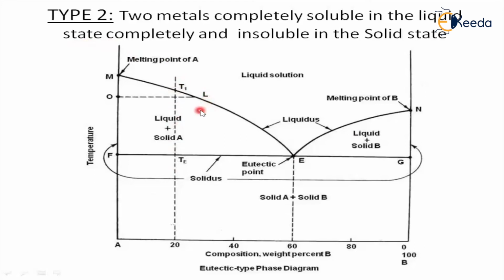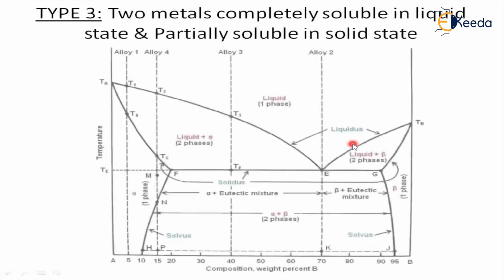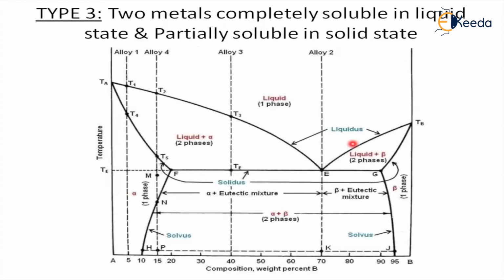If you observe the other phase diagram, that is the next phase diagram, type 3 phase diagram, two metals completely soluble in liquid state and partially soluble in solid state. Let us see the image of this phase diagram. Observe carefully. Here the various alloys have been shown just for understanding purpose, and the regions are like this.